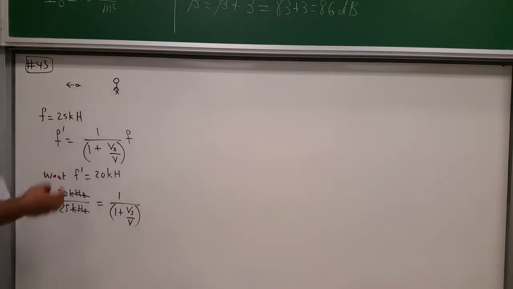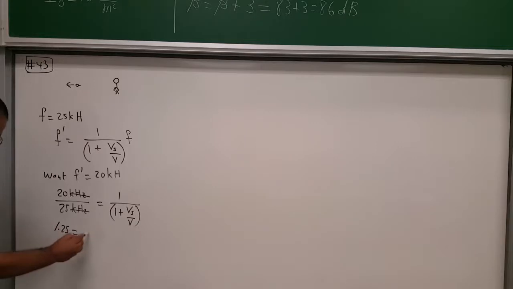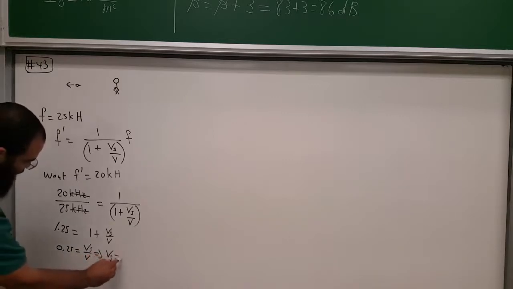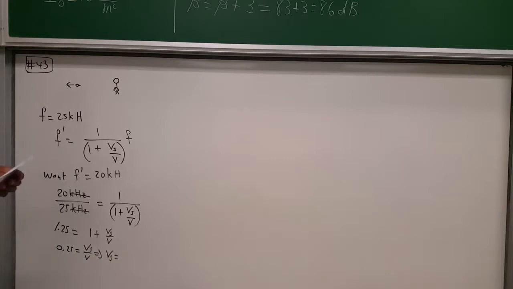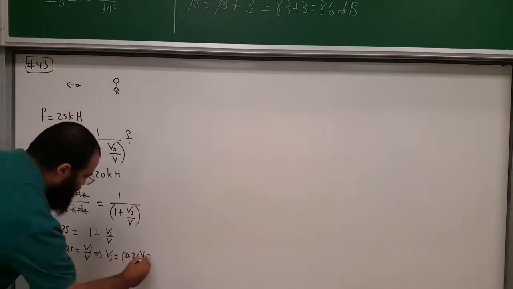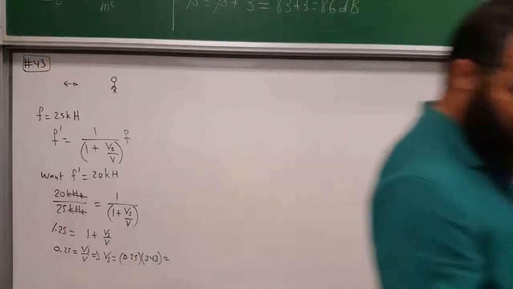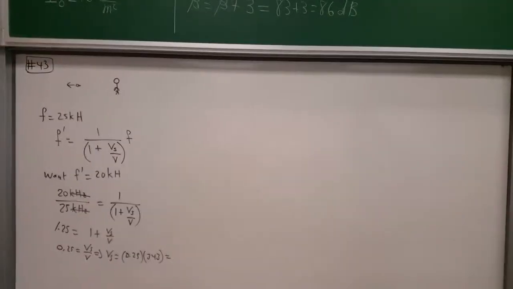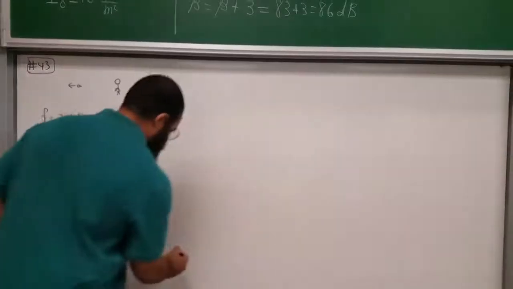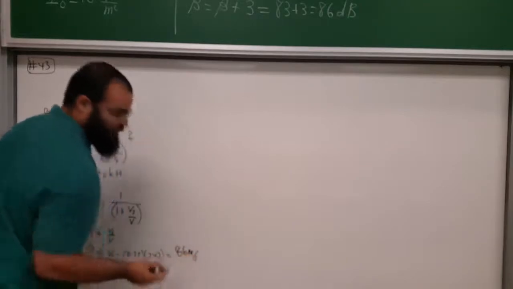So I have 20 over 25, and we just invert both sides. So I have 25 over 20, which is 5 over 4, or 1.25, equals 1 plus Vs over V. Take the 1 to the other side, so you have 0.25 equals Vs over V. So the bat will be going at a quarter of the speed of sound, which is approximately 85.8 meters per second. So 0.25 times 343. Let me get my calculator here. 0.25 times 343 is 85.75, so about 86 meters per second. Okay, so that's that first one.